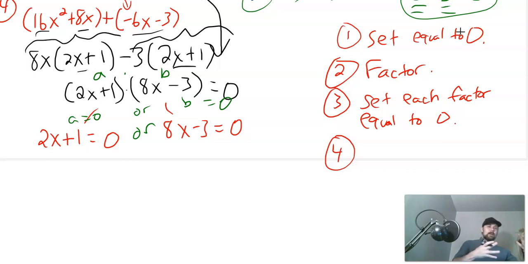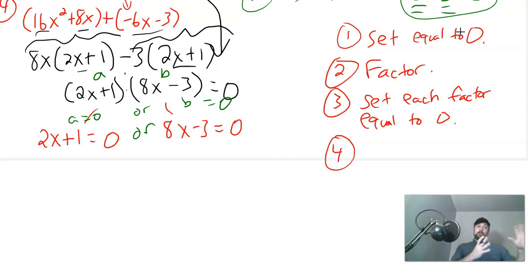So we don't do something just because it's fun to do or because we're trying to give you extra work to be difficult on purpose. The reason we have to set it equal to 0 is so that we can use the zero factor property. The reason we have to factor it is so that we can use the zero factor property. So those two things are the big setup, and then the payoff is that we get to set each factor equal to 0.